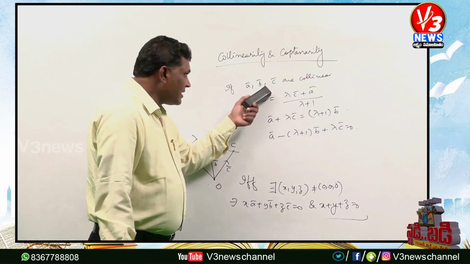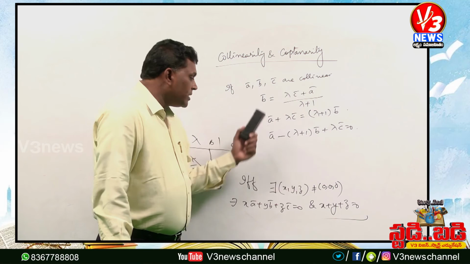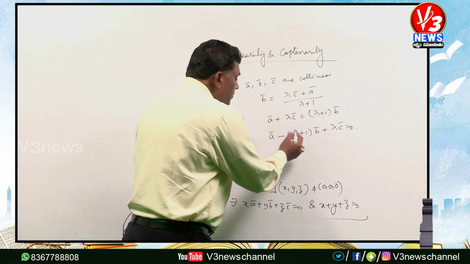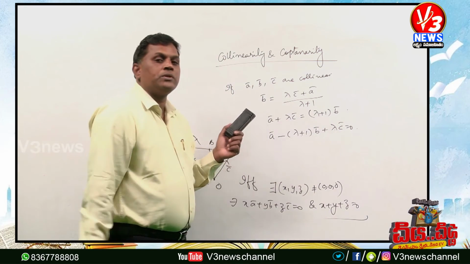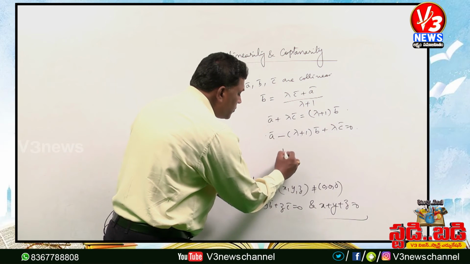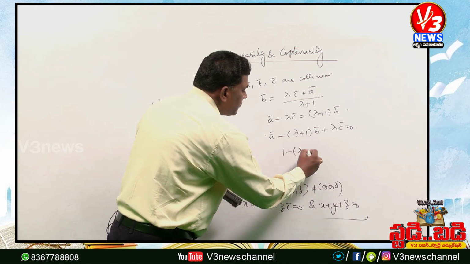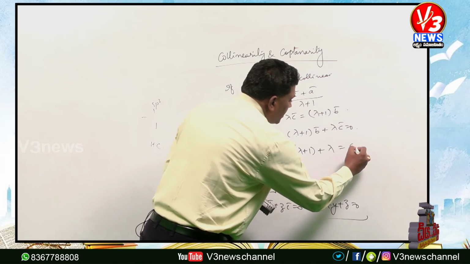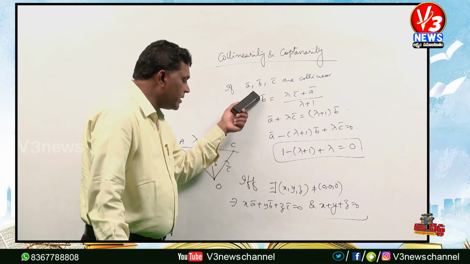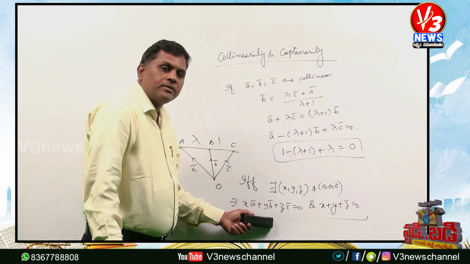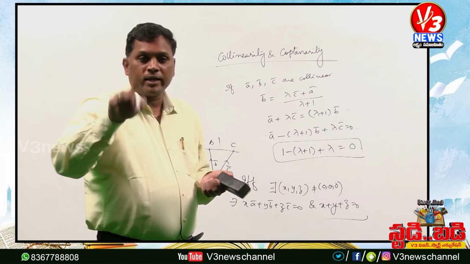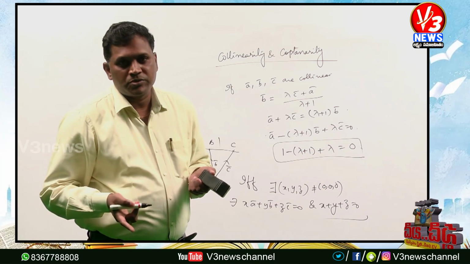If they are taken as collinear points, there exist some x, y, z such that x a bar plus y b bar plus z c bar equals 0, and x plus y plus z: x is the a bar coefficient 1, here minus (lambda plus 1) plus lambda, is it 0 or not? Check. So if we take the points as collinear, we get back this condition: x a bar plus y b bar plus z c bar equals 0 and x plus y plus z equals 0.